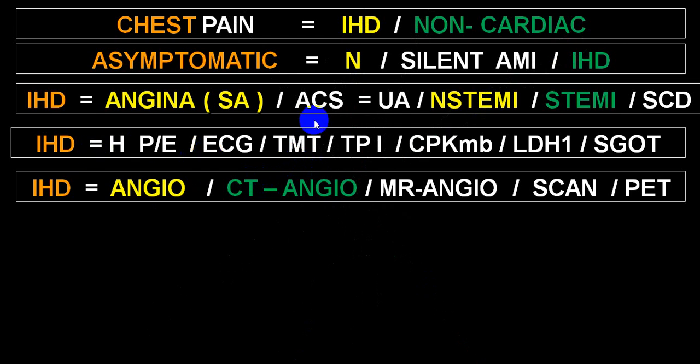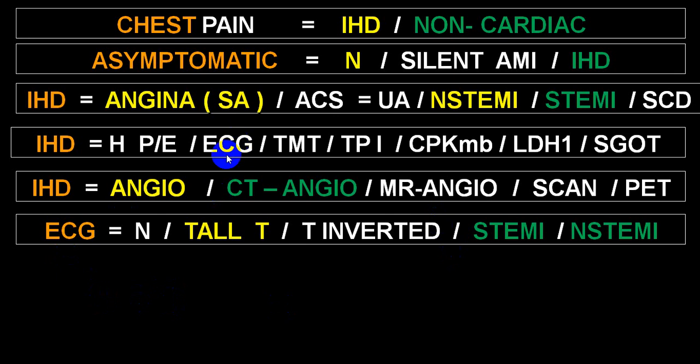Particularly in a suspected case of an ACS or a confirmed case of ACS, you will have to go for coronary angiography or CT angio or MRI angio. And in case of chronic ischemic heart disease, you can go for a cardiac scan or PET scan to confirm the viable area, non-viable area, and ischemic area.